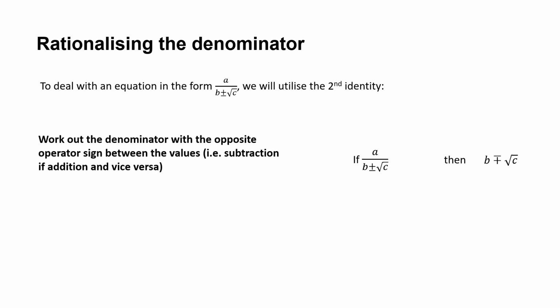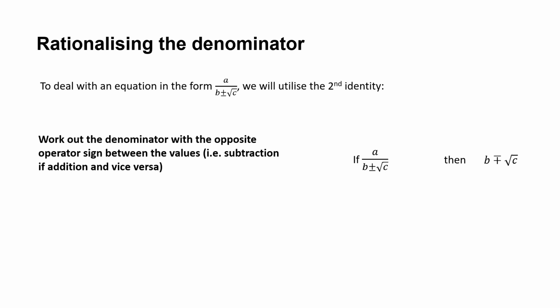So we have, if a over b plus or minus root c, then what I want you to do is work out or write down separately this same denominator that we have, so the b plus or minus root c, but whatever sign it has, you're going to write the opposite sign. So if it's b plus root c, then you're going to write out b minus root c. And if it's b minus root c, then you're going to write out b plus root c. Just to be clear, I'm not saying to actually change the denominator itself. I'm just saying, first of all, we want to work out or duplicate this, but with the opposite sign in the middle.